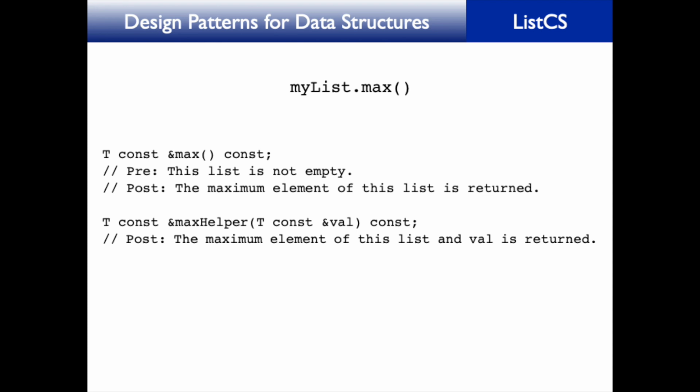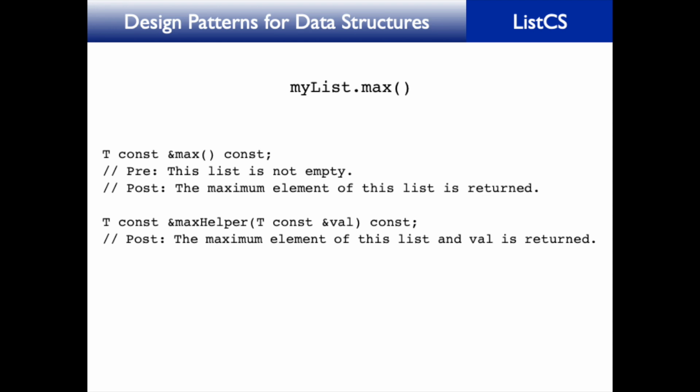So the list version of max returns a type T, and it has a precondition that the list is not empty, and the postcondition is that the maximum element of this list is returned. But then it used a helper, and once we are in the helper, we stay in the helper. The max helper calls the max helper, you remember, but the max helper takes a parameter called val, and the postcondition is that the maximum element of this list and val is returned.